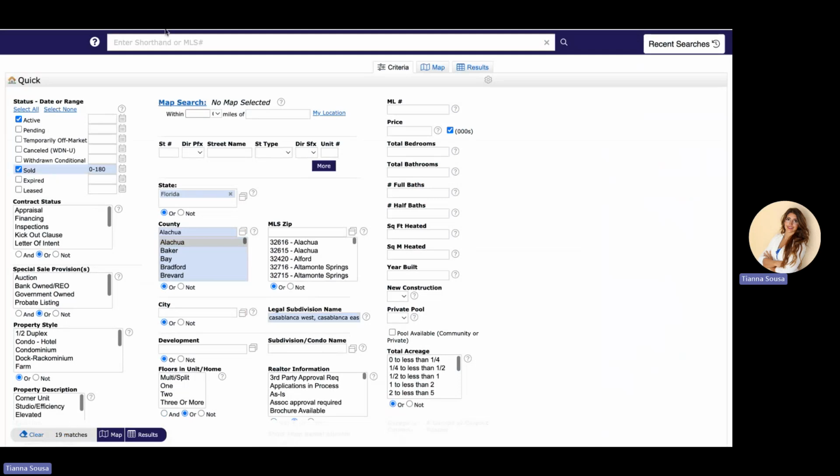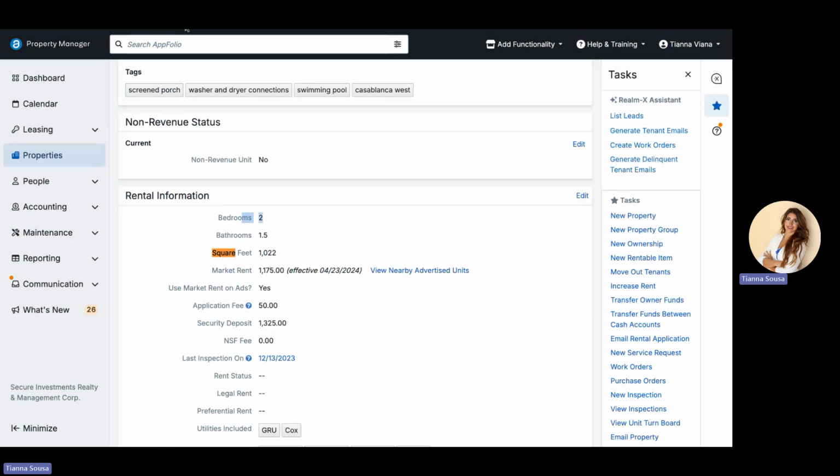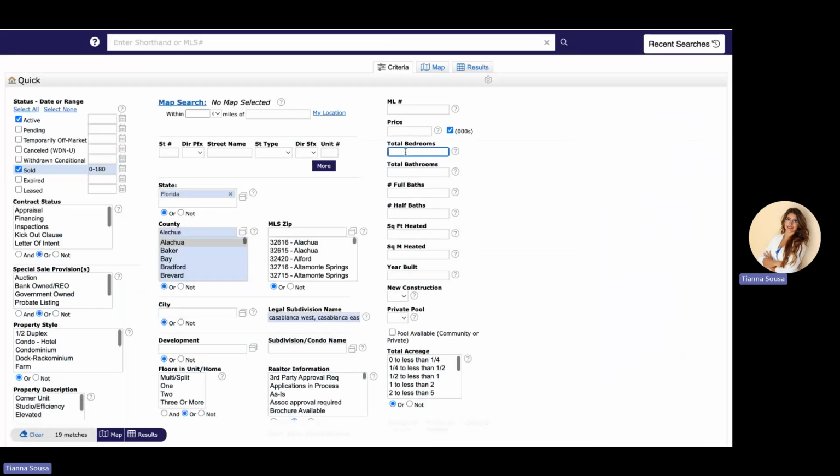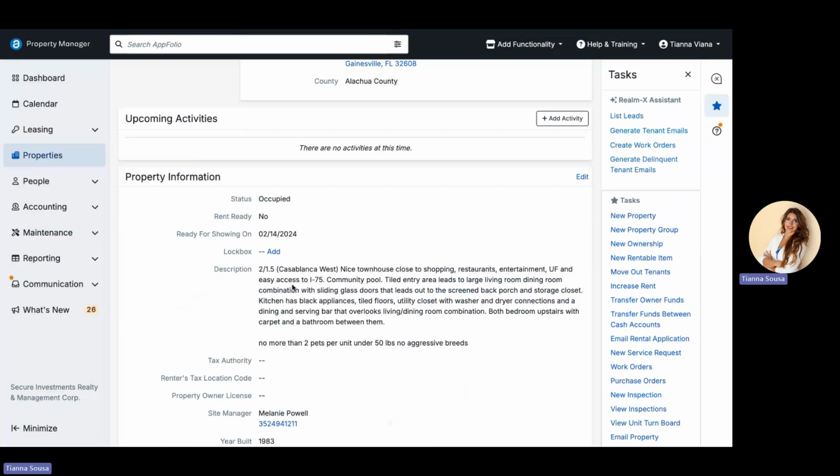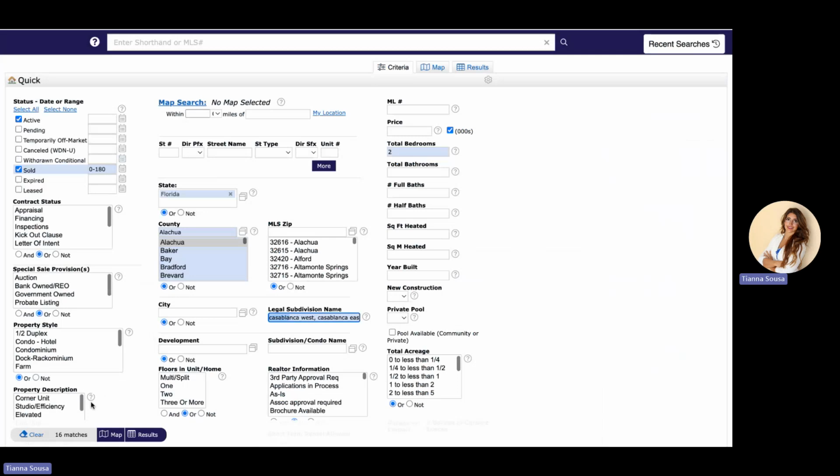I also like to limit it, so I'm only really looking at two bedrooms if possible. We only really need three comparable properties when we're putting together a CMA. So if you only have five that pull up, you can see how many pull up down here under matches. Right now we have 16 two-bedroom properties that are either listed or have sold in the last 180 days within these two communities. Again, preferably I'm looking for Casablanca West ones because they're going to be more similar.